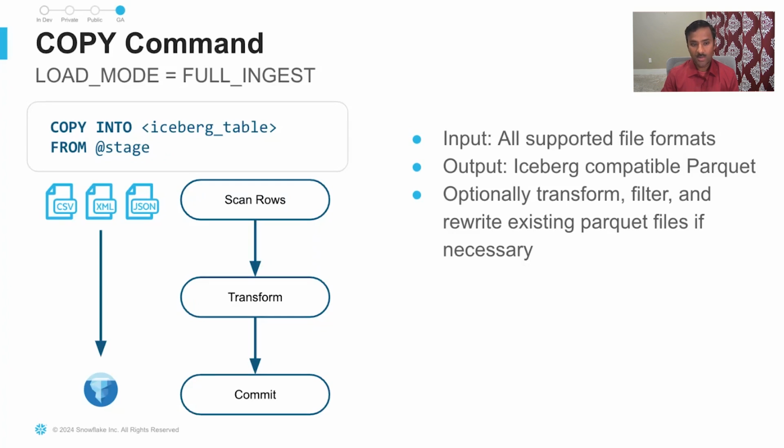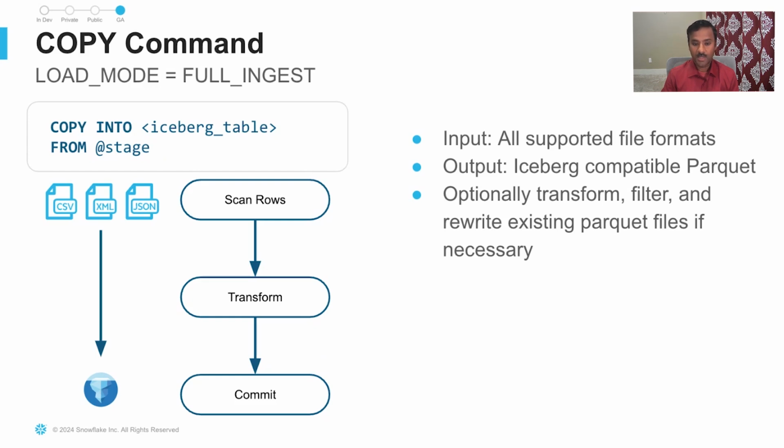When loading data into Iceberg tables, the target files will be Iceberg compatible Parquet files that are created in your external volume that is attached to the table. A simplified version of the query plan for copy is shown on your screen. Let me walk you through it. The query plan consists of three main steps.